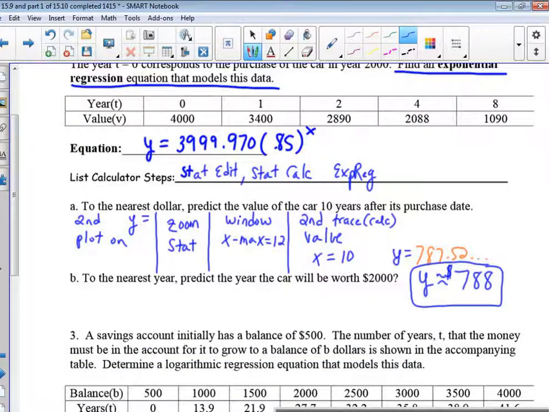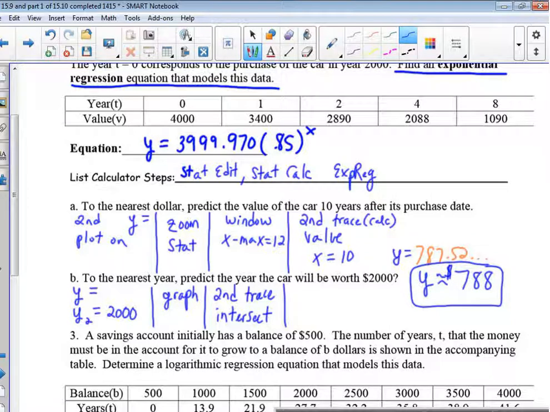So for this one, we went to y equals, and in y2, we put 2,000, and we hit graph, and we can see the intersection, so we didn't need to change the window. So then we did second trace intersect. And when y was equal to 2,000, x was 4.2 something, and to the nearest year, it was 4 years.